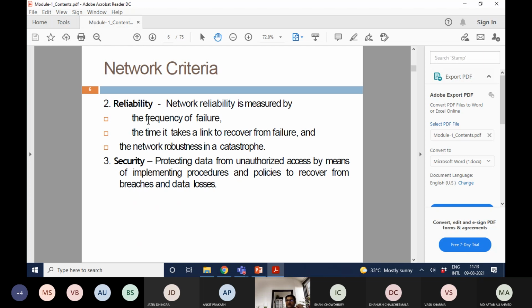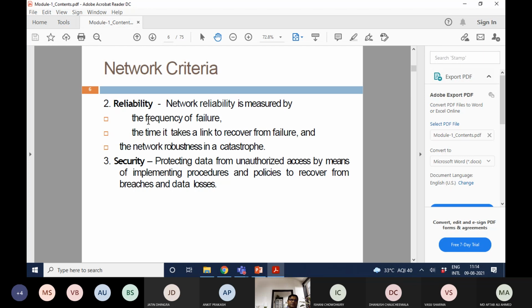Network reliability means you can tell how reliable our network is. It can be measured by the frequency of failure, how frequently our system is failing. If that frequency is less, then our reliability is more, because we know that our system is not getting a lot of failures. Then the time it takes to recover from the failure is another important one. If it takes very little time to recover from the failure, then we can tell that the network is reliable.